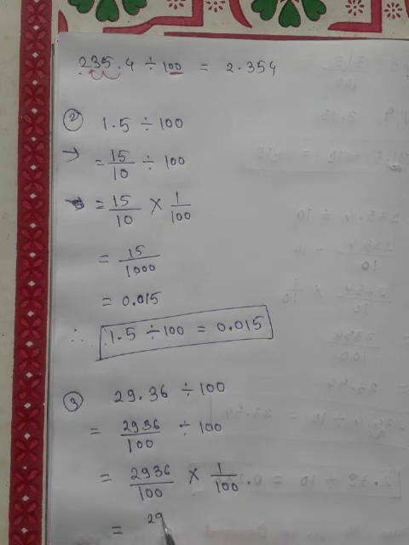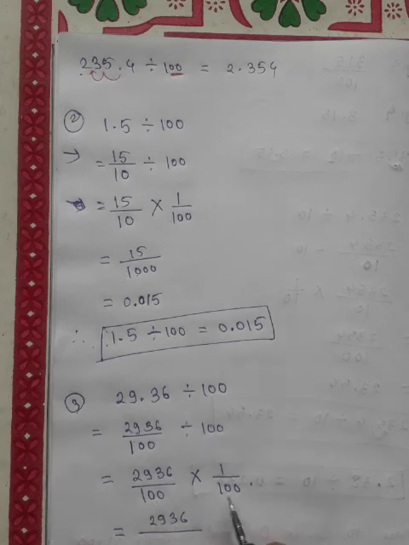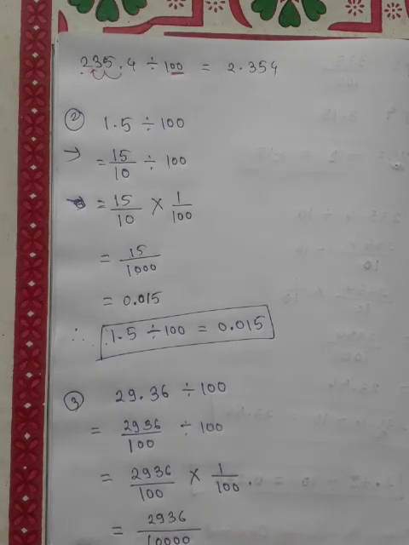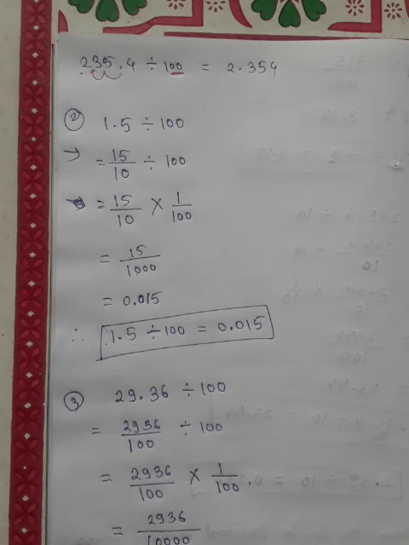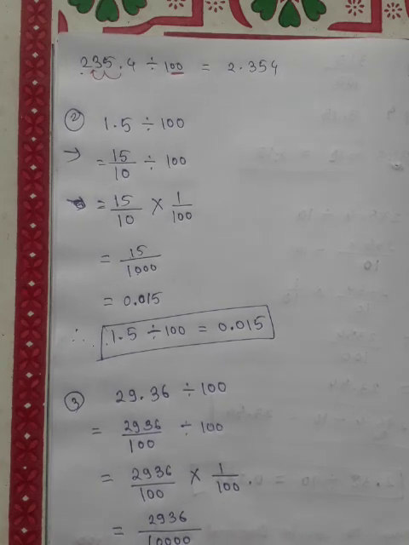So 2936 into 1 is 2936. 100 into 100 is 10,000, and see, there are 4 zeros, so we must put the decimal point before 4 digits. 1 2 3 4 means what? We get the answer 0.2936. Okay, so therefore 29.36 divided by 100 is equal to 0.2936.